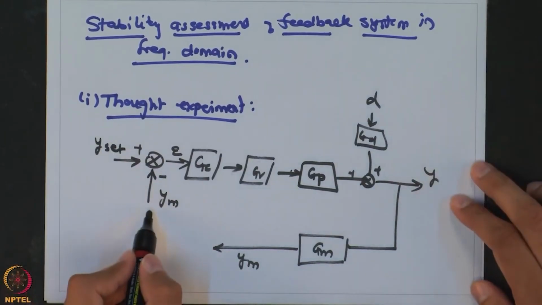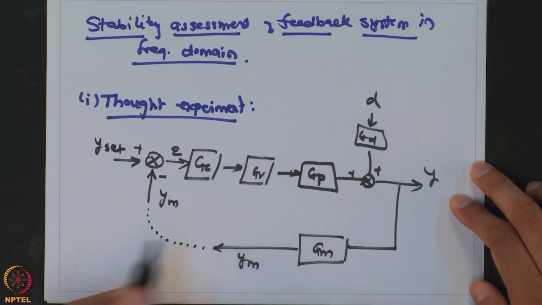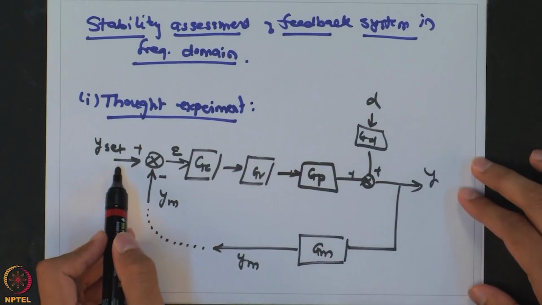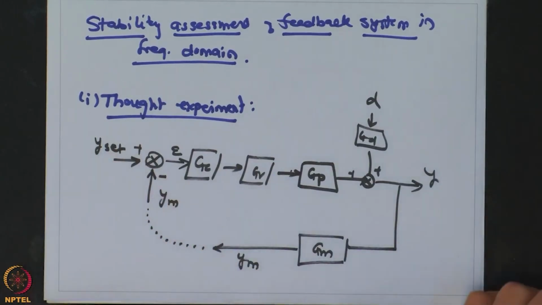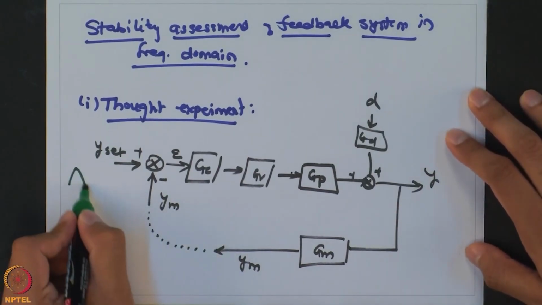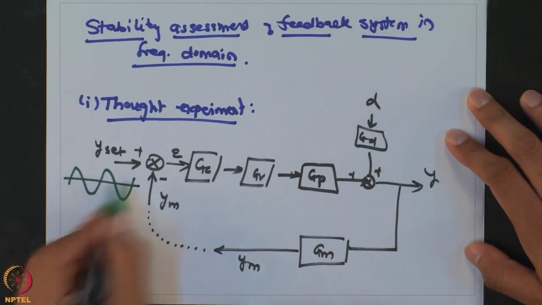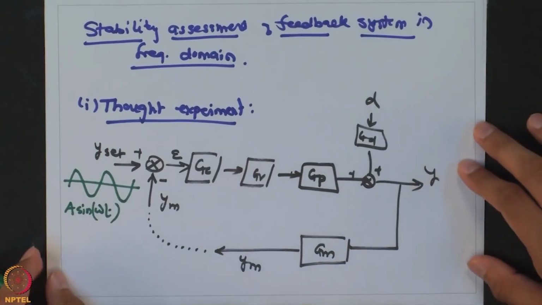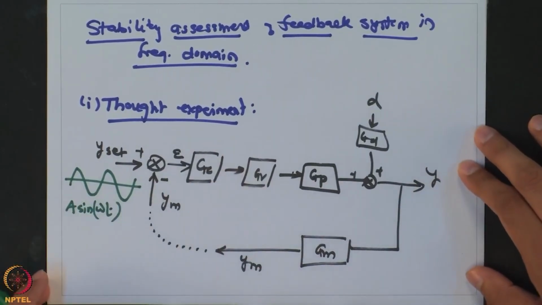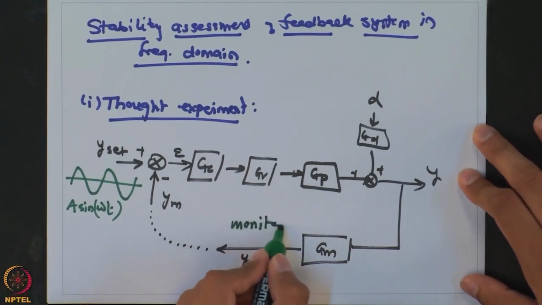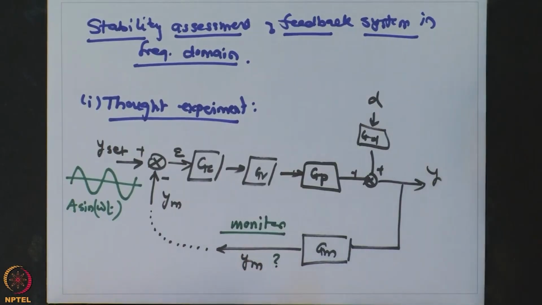I have deliberately not shown this particular link because in this thought experiment we are going to inject a sinusoidal input here. We are going to say the set point trajectory is a sinusoid input, let us say A sine omega t. We are going to input a sinusoid here, which brings in why we are in the frequency domain, and then accordingly we monitor how Ym looks like.